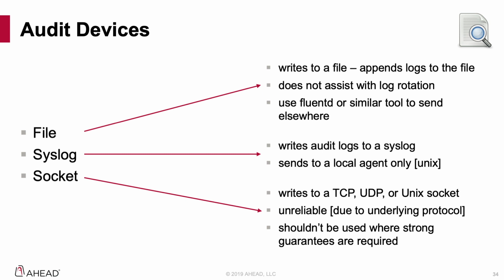It's unreliable, right? Because obviously, with the underlying protocol, we don't want to rely on UDP to send our logs that we desperately care about, because UDP doesn't care if it gets there or not, it just sends it out. So you shouldn't use socket when strong guarantees are required. We have to have every single audit log, every single log for interactions within Vault. You don't want to use socket there, so we want to use one of the other two.